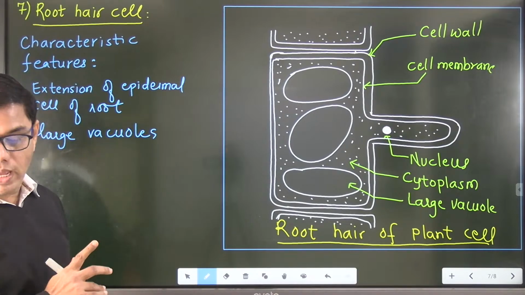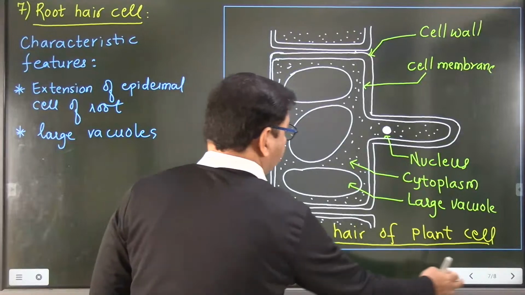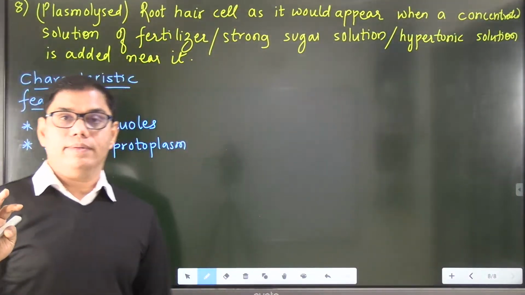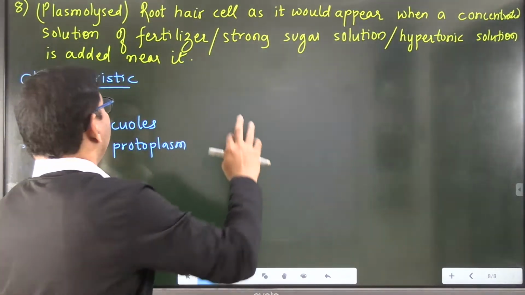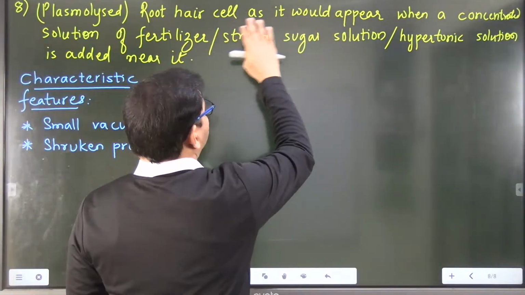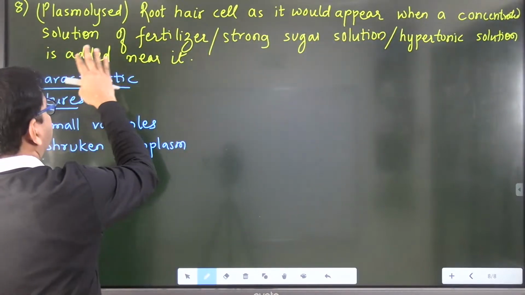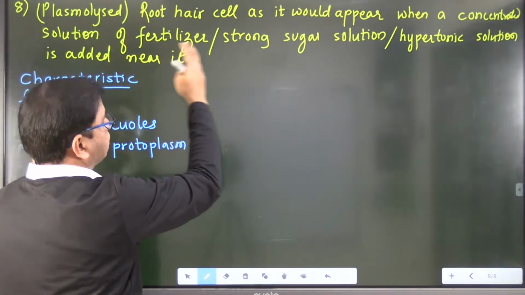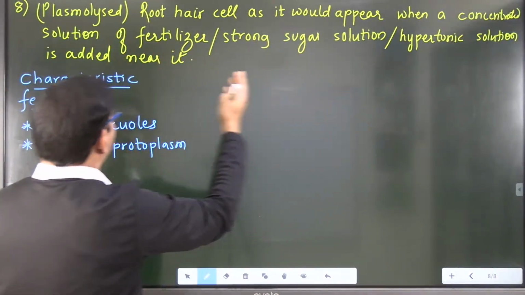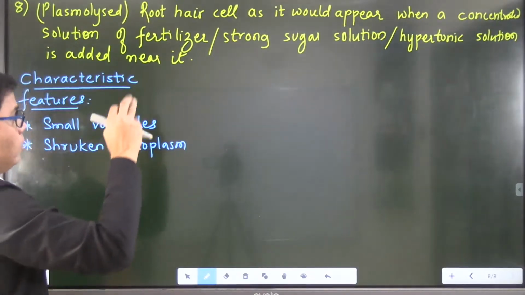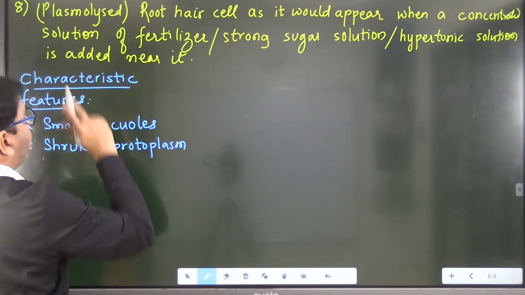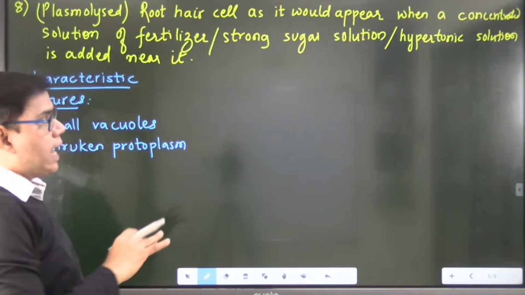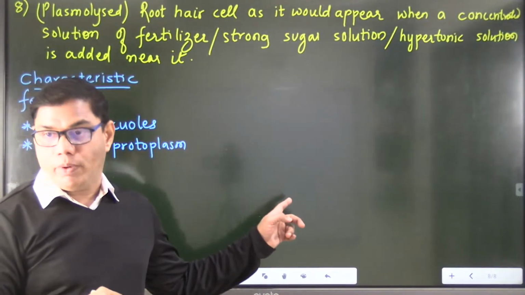Okay, let us go on to the next diagram, which is the last diagram of the day. It is again a root hair. But this root hair would appear when placed in a concentrated solution of fertilizer, or a strong sugar solution, or a hypertonic solution. The cell which you are going to get is the plasmolyzed cell. So this diagram is very, very important.